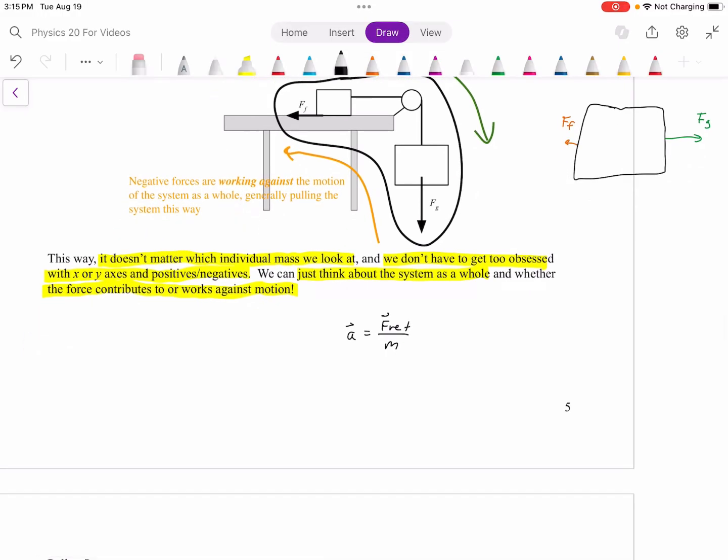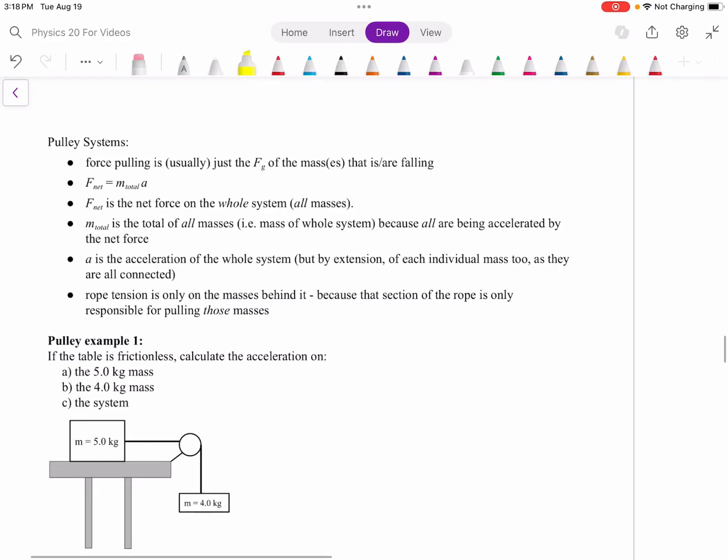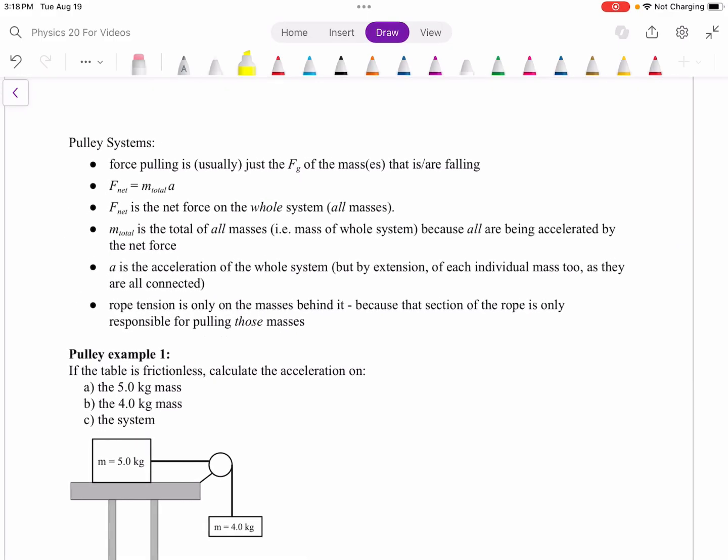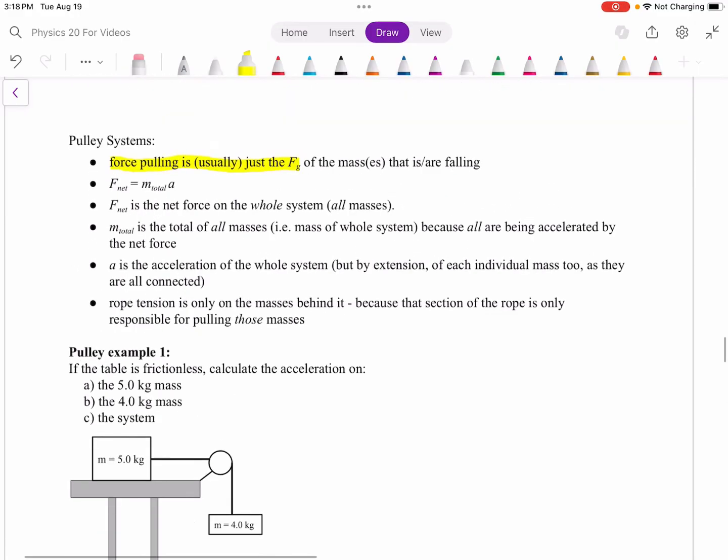Same idea here. Okay, so here's the breakdown of a lot of stuff we just talked about, right? Usually the force or forces that are pulling and trying to move the system, it's just the force of gravity of the dangling mass, or masses, okay? F net is the total mass times acceleration. A equals F net over m, right? But F net is the net force on the whole system, all masses. Remember, we're thinking of them as like one big object. M total is the total of all masses.